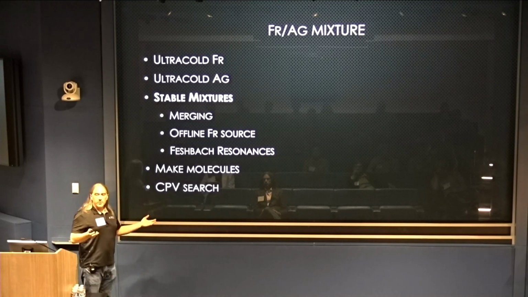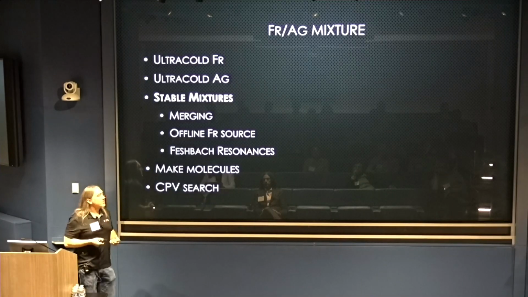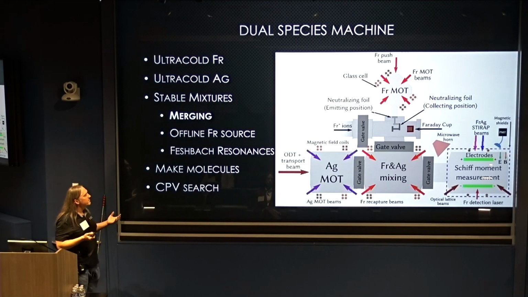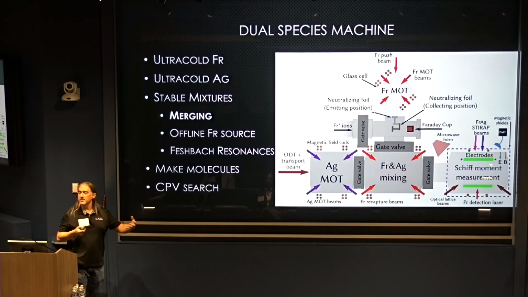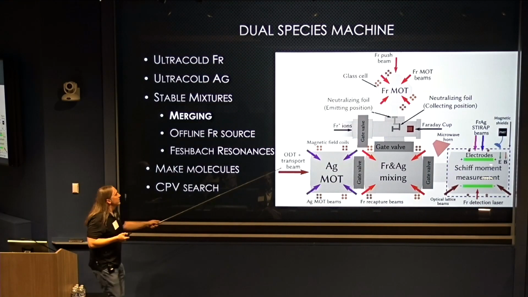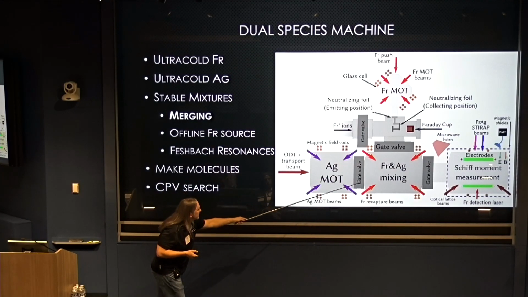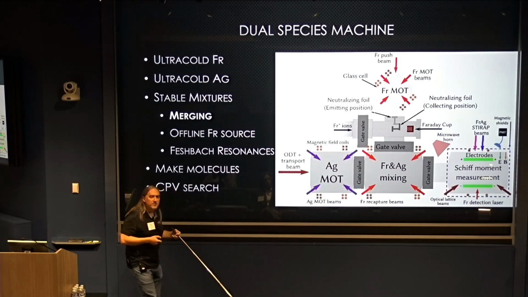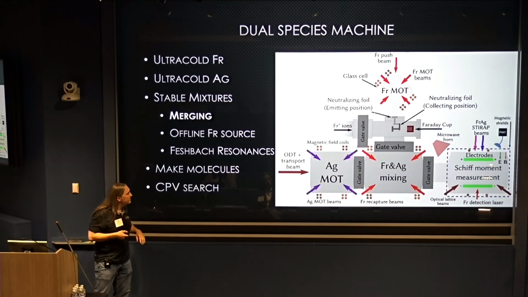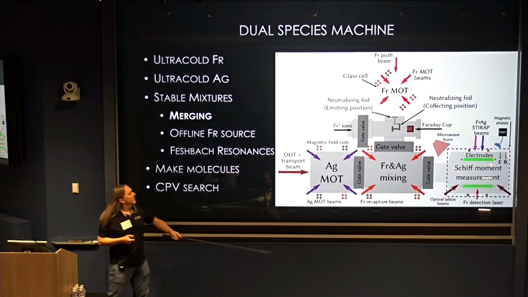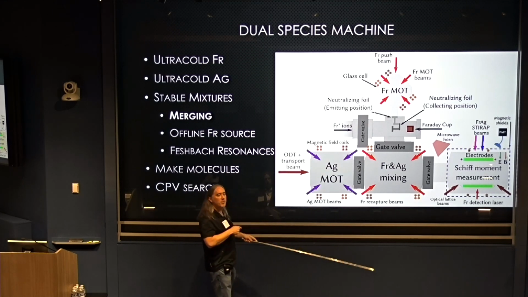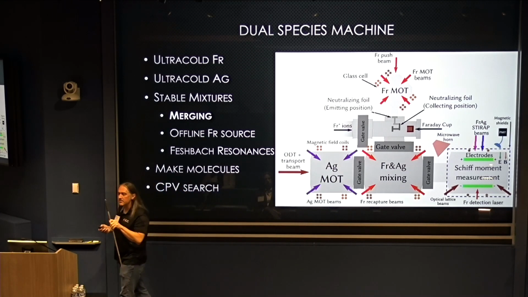So once we have both of them ultra-cold, the next step is to merge them. We already have a design for a machine that will be able to merge francium and silver together for these purposes. And I just want to mention that this part up to that gate valve exists already at Chicago. This is where we're doing this silver laser cooling.